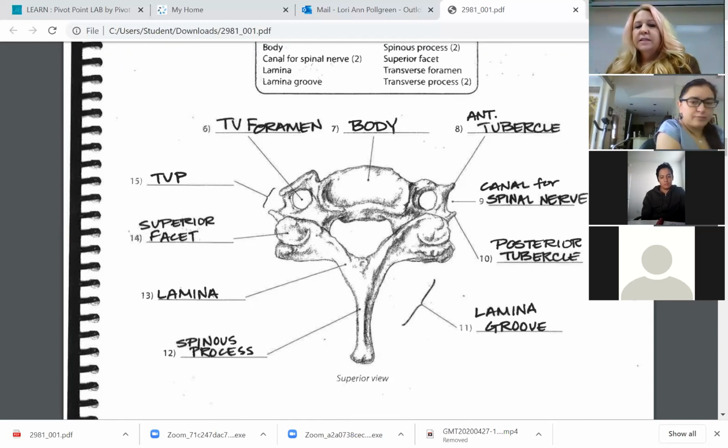And now we're starting to see that lamina groove, that nice curve between transverse process and spinous process that happens. That's where like our spinalis lies when we learned about the erector spinae muscles, right? It lies right in that lamina groove, up close to the spine, up close to that spinous process. So 12 is our spinous process. 13 is the lamina. 14, we're looking at those superior facets again that articulate with the bones above. And then 15, transverse process, again, the TVP.